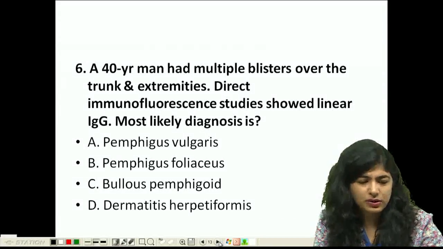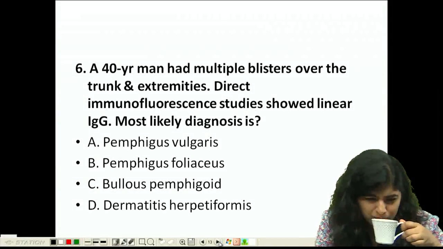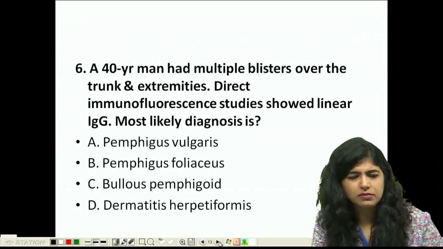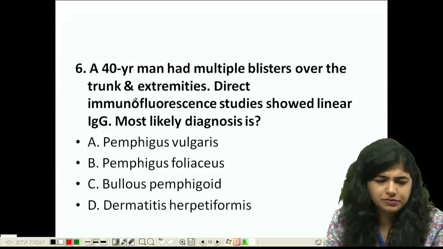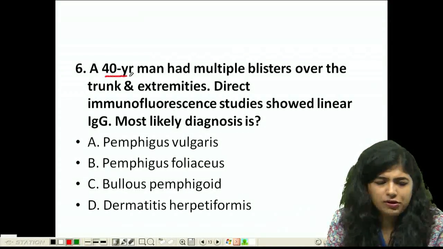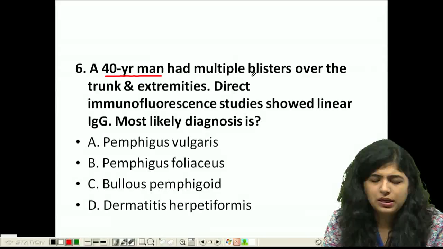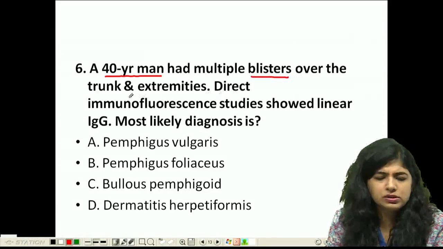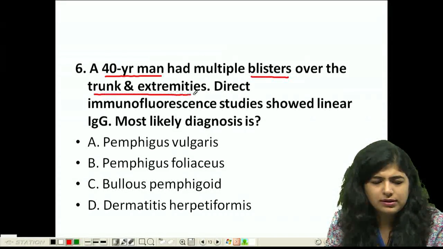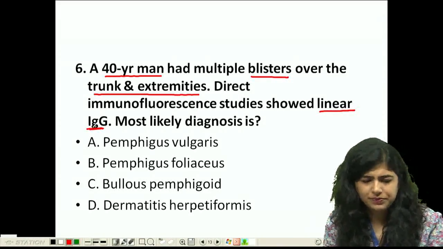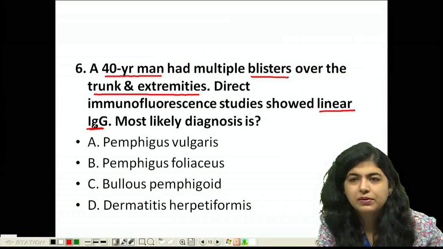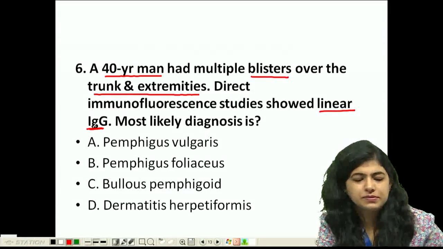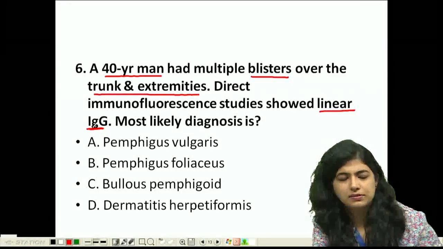Now we come to the next question. Tell me, what does this tell you? A 40-year-old man had multiple blisters over the trunk and the extremities. DIF shows linear IgG. Very easy one. Tell me the answer.